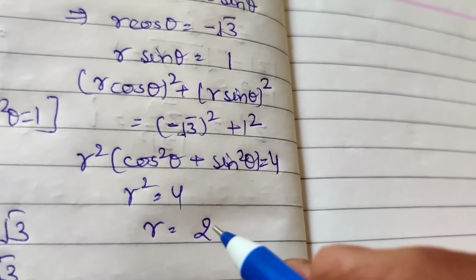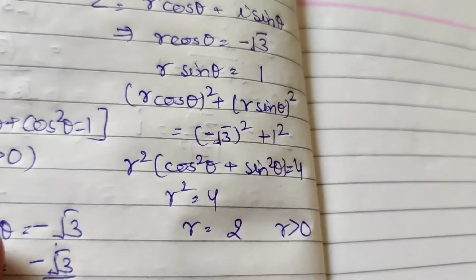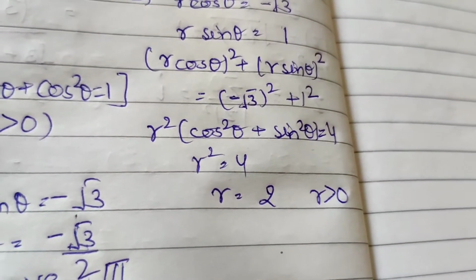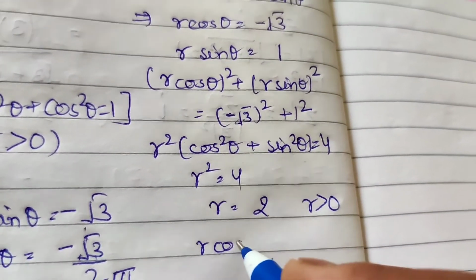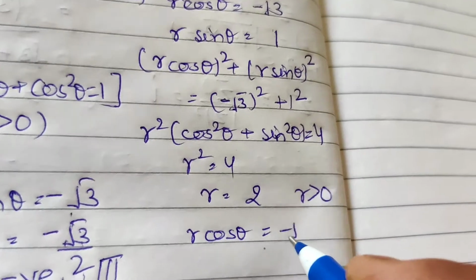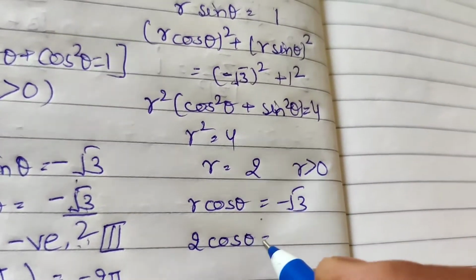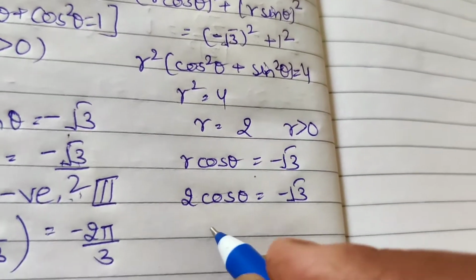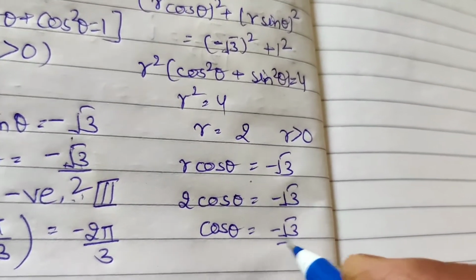Under root 4 is 2 because r is always greater than 0. The distance can't be a negative number. Therefore, r equal to 2. Next, r cos theta equal to minus root 3. It means 2 cos theta equal to minus root 3, cos theta equal to minus root 3 by 2.